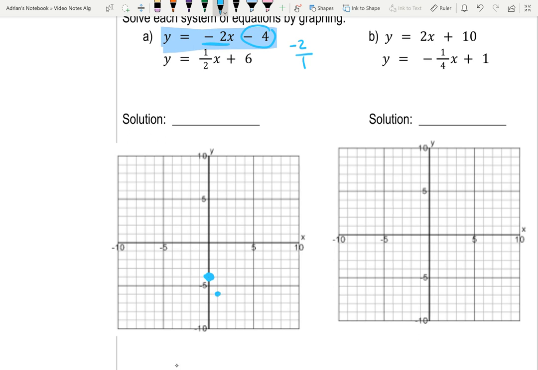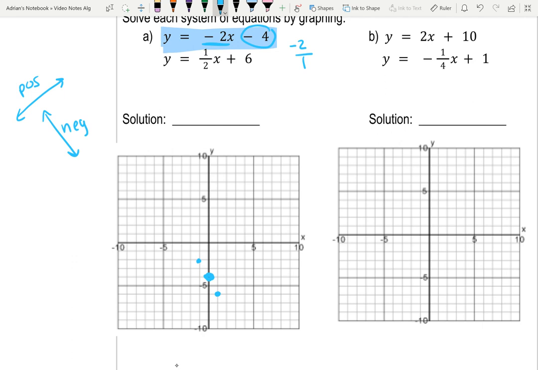Or from that point, you could also go up 2 and then to the left 1. It's as long as you're going in a negative direction. So remember, this is a positive line. This is a negative line. So just make sure that you're going in the negative direction because we do have a negative slope.